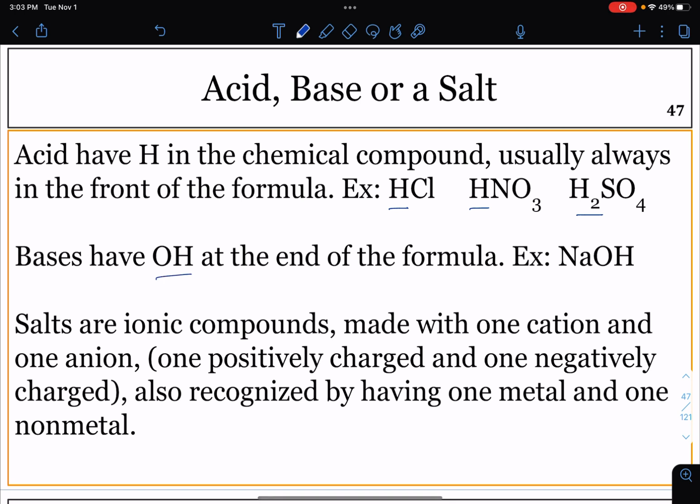Bases always have hydroxide at the end of the formula. So here's your example, sodium hydroxide. Salts is just another word for an ionic compound. In everyday language, we recognize that table salt is NaCl. And it's made with 1 cation and 1 anion. But any ionic compound can be called a salt. So potassium chloride or sodium fluoride could also be called a salt.